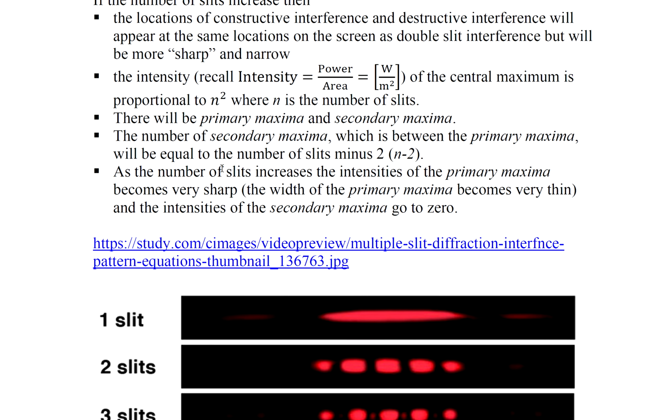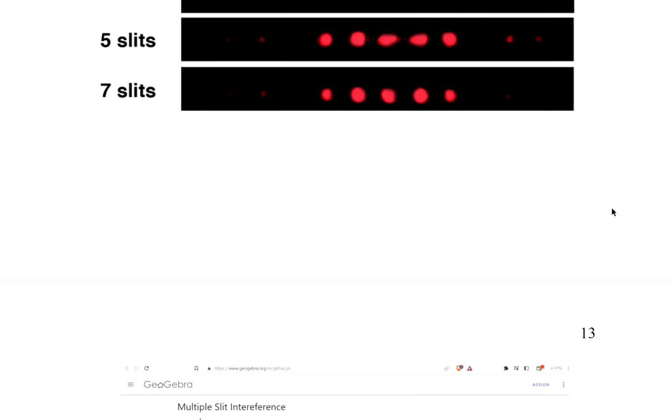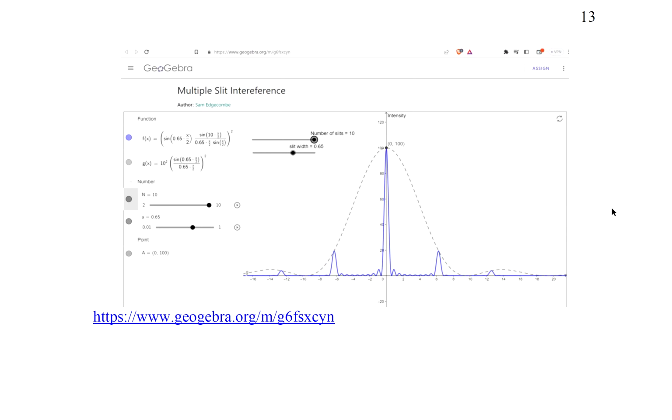And as the number of slits increases, the intensity of the primary maxima becomes very sharp. And the intensities of the secondary maxima go to 0. So this is what multiple slit diffraction patterns look like. You could see with 3 slits and 4 slits, we could see the secondary maxima. So this is from this website, geogebra.org. Great website.